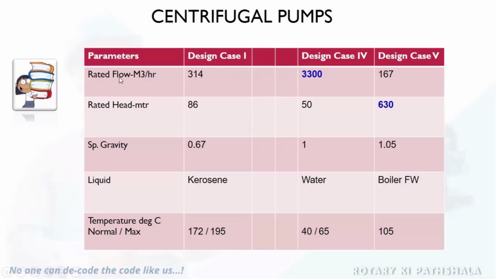If you see the first parameter, it is the rated flow. The second parameter is rated head, then specific gravity of the liquid, what is the type of liquid, and the operating temperature, normal and maximum. So these are the basic parameters which will be given to you by the end user or client as a rotary equipment engineer. Now your responsibility is to select the right solution for these different design conditions.